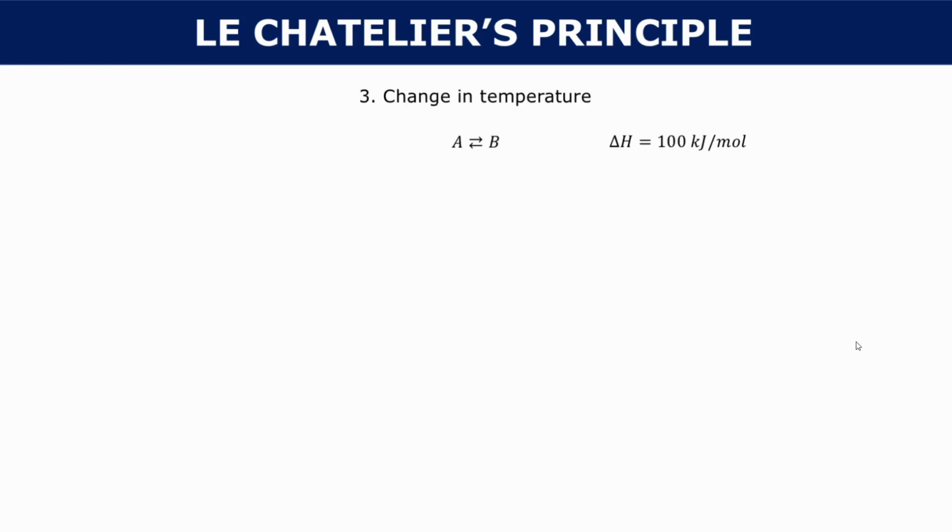Let's move on to the last one, which is going to deal with a change in temperature. If you have a system where A is in equilibrium with B and you know your change in enthalpy is positive 100 kilojoules per mole, you could actually write your equilibrium expression a bit differently. You could write A plus heat is in equilibrium with B. And this is really important because it signifies heat as a reactant.